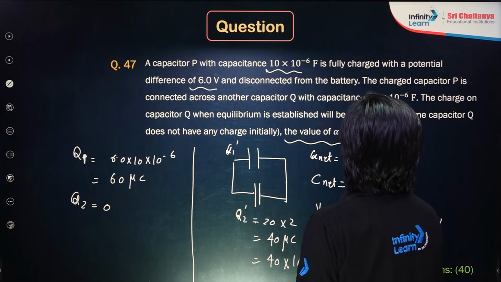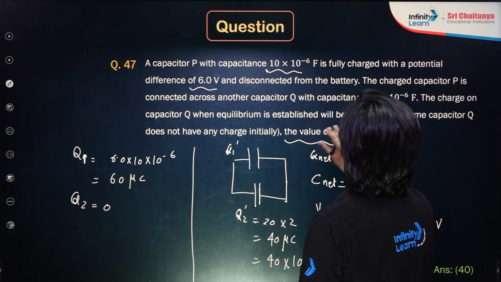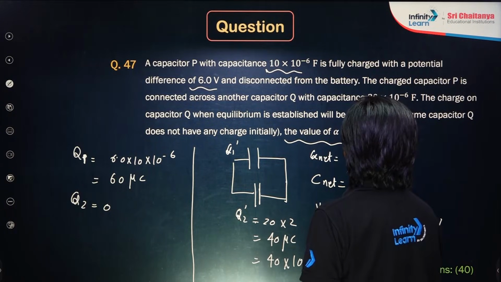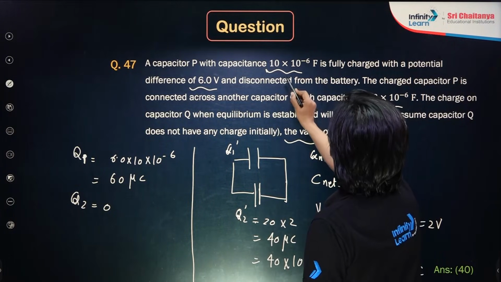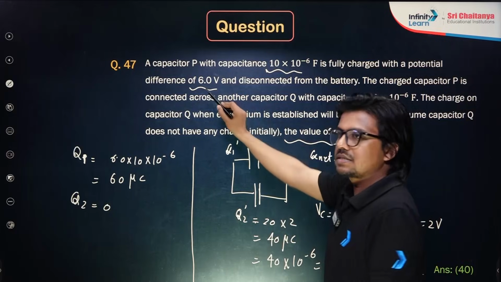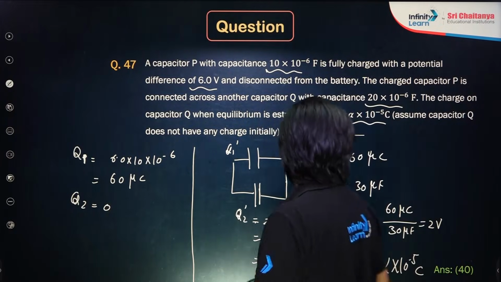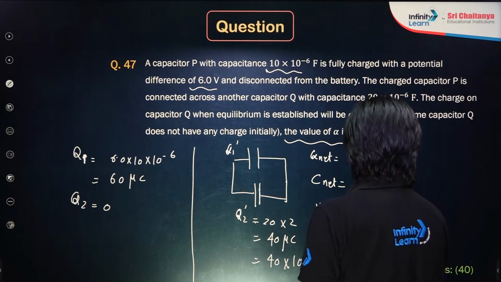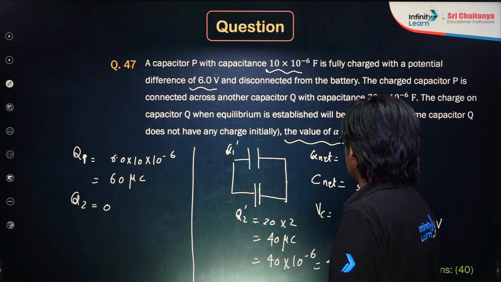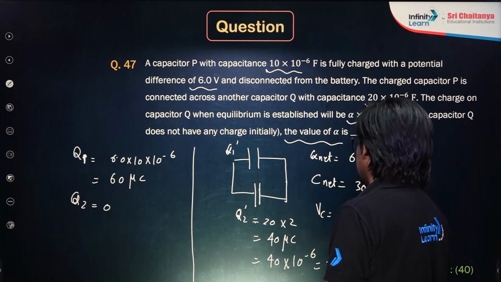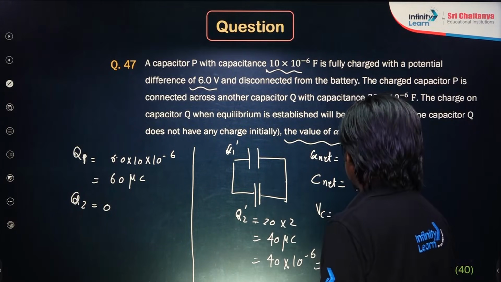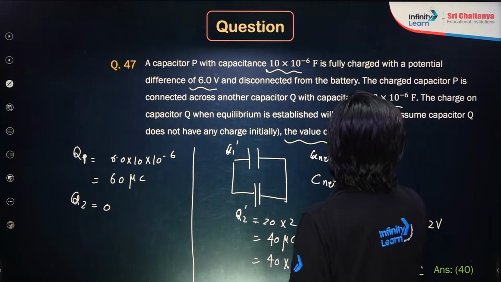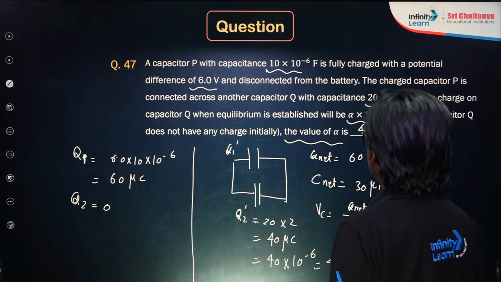60 microcoulomb, 10 microcoulomb, then 20 microfarad, 30 microfarad. Net charge is 60 microcoulomb. Now 60 microcoulomb divided by 30 microfarad, that is 2. So 2 into 20, 40 microcoulomb, that will be the charge, which can be written as 4 into 10 raised to the power minus 5. So the value of alpha is 4, not 40. Okay, that will be 4.